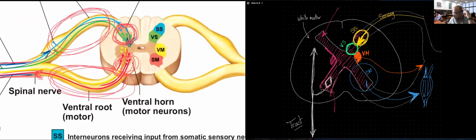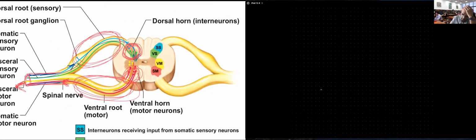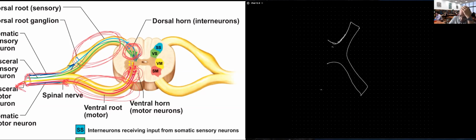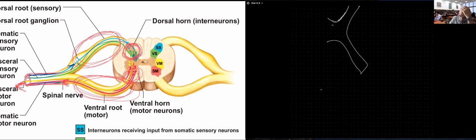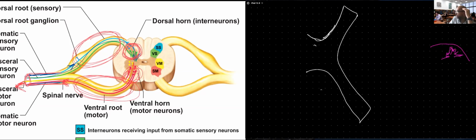Yes, so you see on here, if I'm drawing the gray matter of the spinal cord, just one side on here. Let's say I did touch a hot surface with my hand. So this is my skin on here. It contains receptors that will be detecting heat.